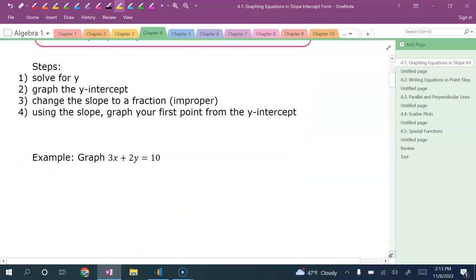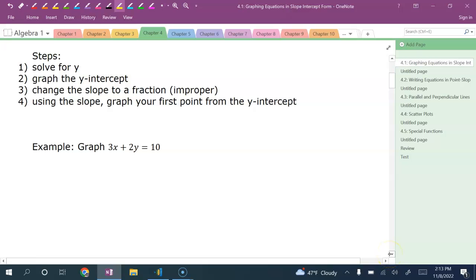So let's take a look at this example I have here. They want us to graph 3x plus 2y equals 10. Now remember, we want to get our equations in this form: y equals mx plus b. So I need to get y alone, which right now it's not, so I need to rewrite this equation so that I get my y by itself.